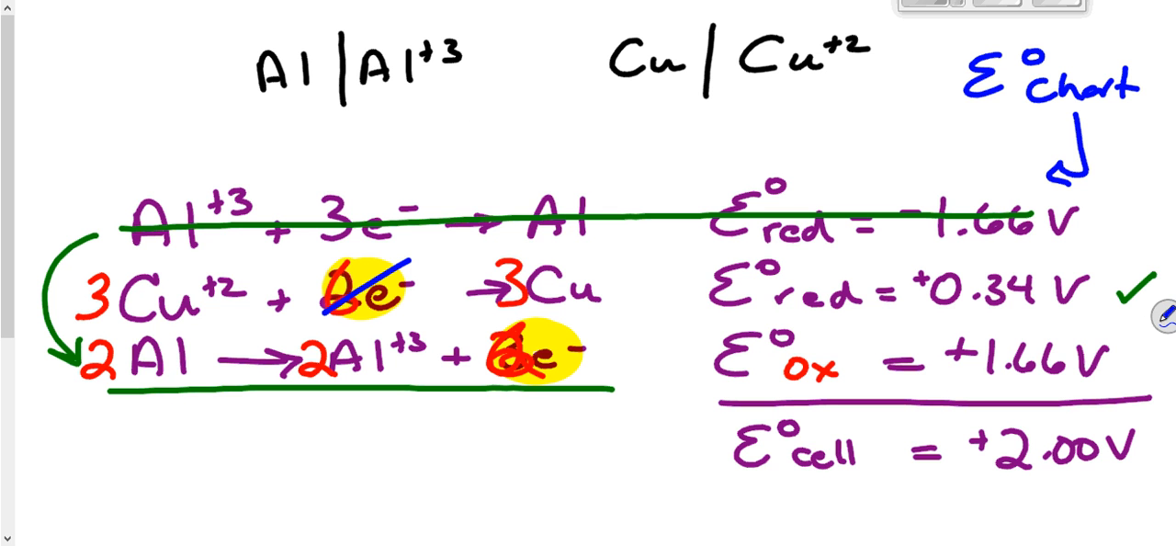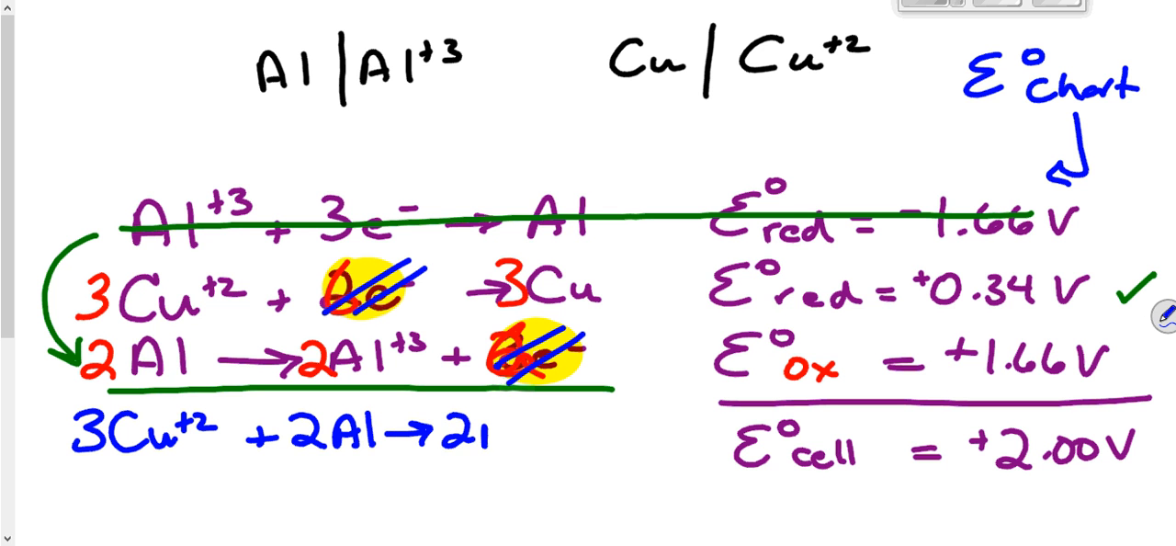Now my electrons in cancel my electrons out. My overall equation would be 3 copper plus 2 ions react with 2 aluminum metals to produce 2 aluminum plus 3 ions and 3 copper metals. This is the overall reaction for the cell that produces 2 volts.